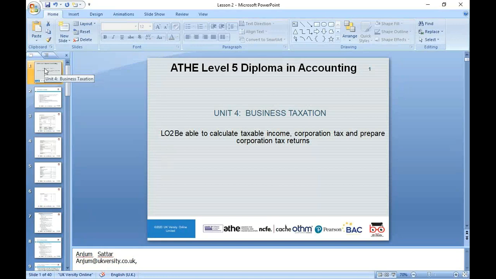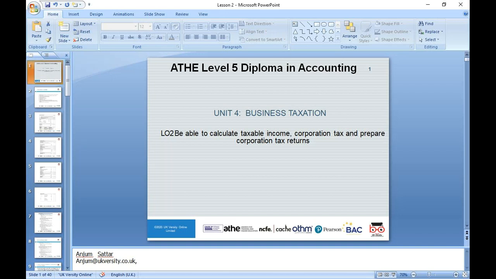Okay, welcome everyone. We'll start our second lesson in which we'll cover LO2. LO2 is our learning outcome to be able to calculate taxable income, corporation tax, and prepare the corporation tax return. So today will be focused on taxable income, corporation tax, and how we can prepare the tax return for corporation tax and income tax as well.